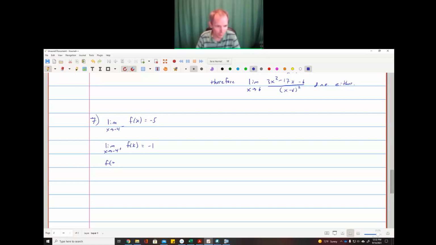f of negative 4 needs to equal 2. Then we need f of 0 to equal 3. The limit as x approaches 3 of f of x should be 7. f of 3 should be 0. And finally, the limit as x approaches 5 of f of x should be equal to infinity.